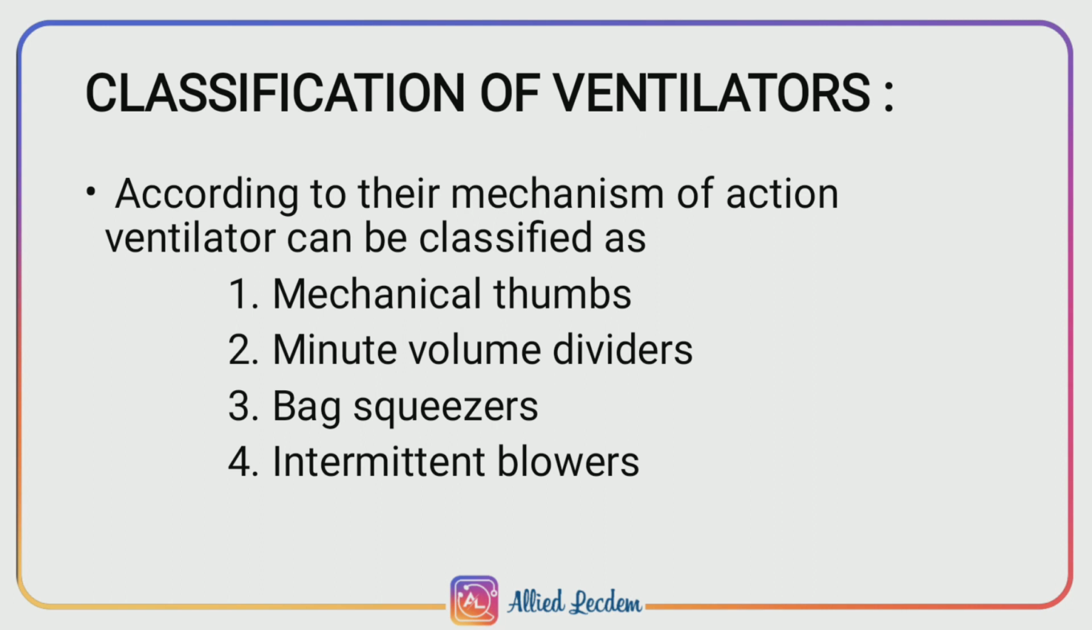Indications of mechanical ventilators: acute respiratory failure, coma, COAD, which is chronic obstructive airway disease, and neuromuscular agents. Classification of ventilators. According to their mechanism of action, ventilators can be classified as mechanical thumbs, minute volume dividers, back squeezers, and intermittent blowers. Now we'll see about this in detail.